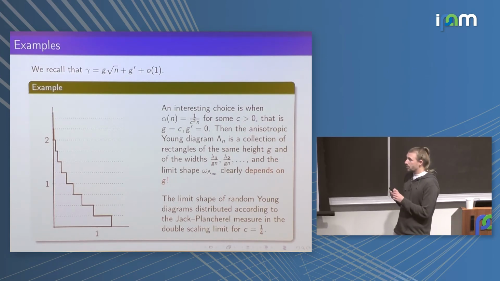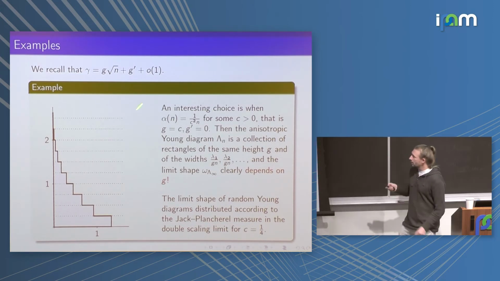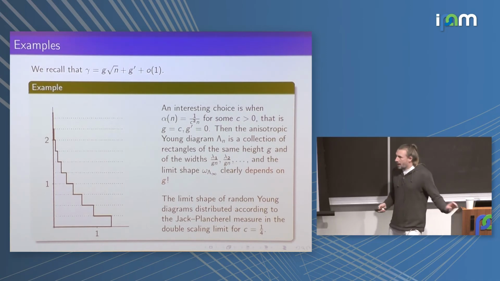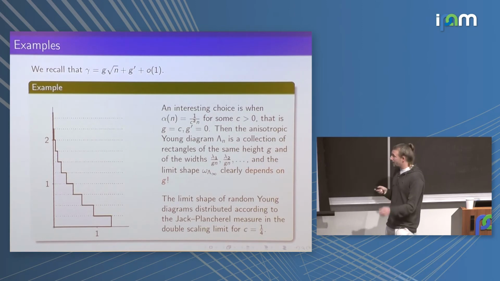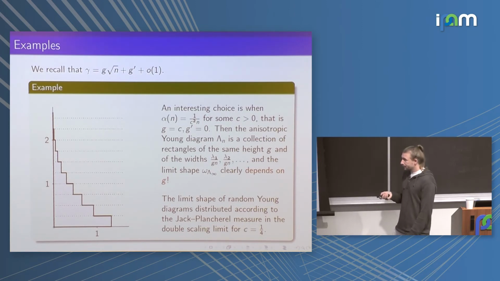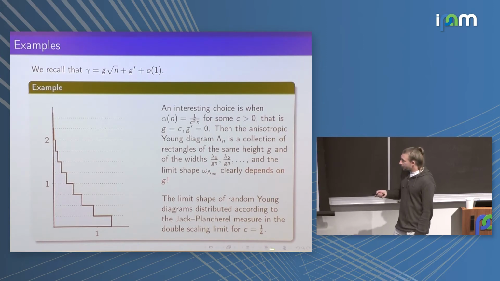It is just a collection of rectangles. All these rectangles have the same height, g. So g is equal to c. This is this parameter that I fixed. And then they're just looking like lambda 1, lambda 2, lambda 3, and so on, but they are scaled by g times n. So then the limit shape of this random Young diagram, of course, depends on this parameter g. And this is actually an interesting problem, to describe this limit shape in a concrete way.